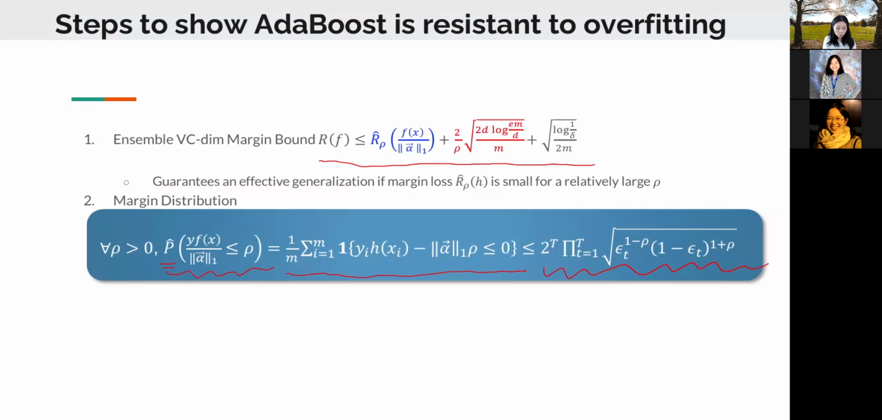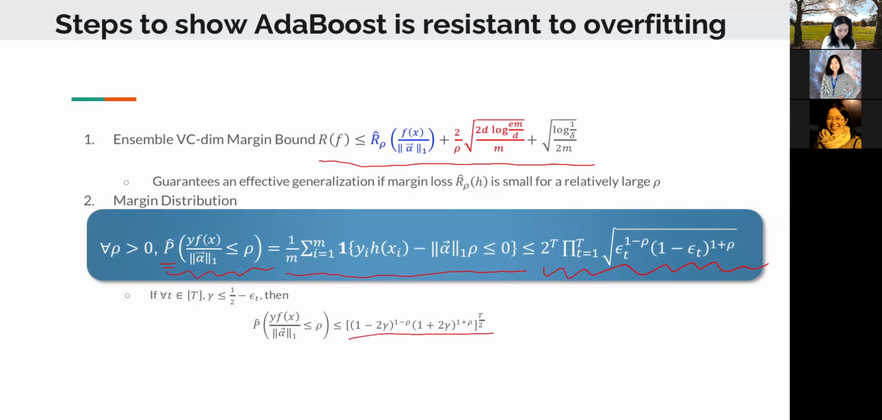You don't know why I have this yet, but we'll see that in a minute. We are going to prove that this is upper bounded by 2 to the power T times the product of the square root of epsilon_t to the power 1 minus rho, multiplied with 1 minus epsilon_t to the power 1 plus rho. This is very important. With that, we'll see that for any t, if rho is smaller than or equal to half minus epsilon_t, then the margin distribution, or the proportion of examples such that the L1 margin is smaller than or equal to rho, is upper bounded by this term here.